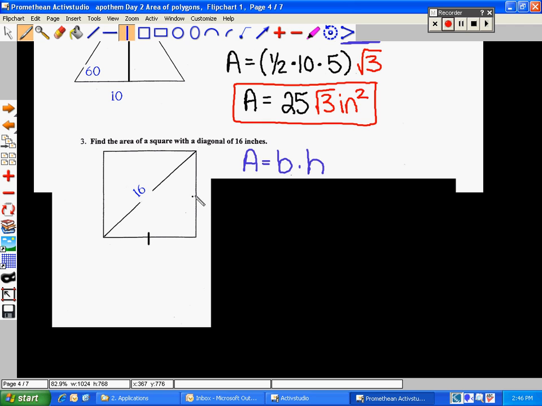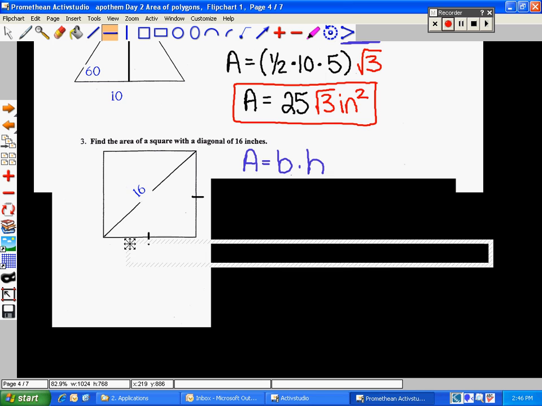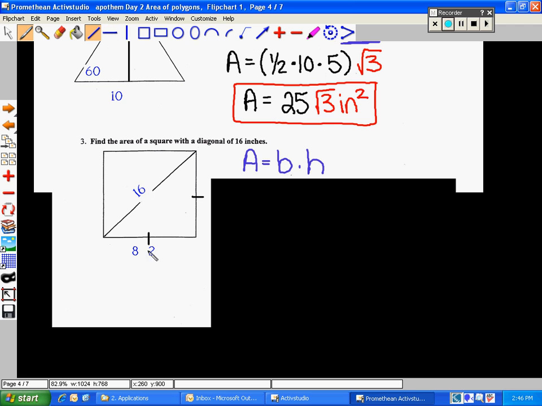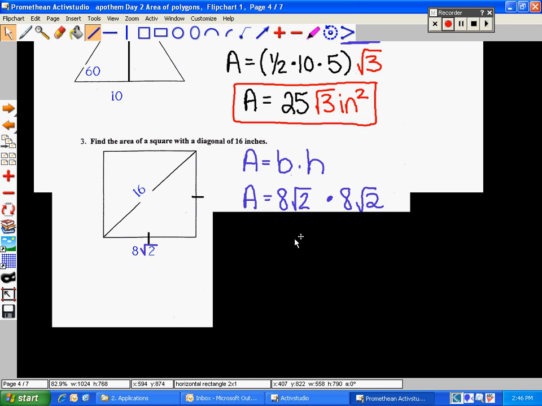This reminds me of a 45, 45, 90 triangle. In a 45, 45, 90 triangle, if the diagonal is a whole number, to find the length of each side, you take half of the diagonal, 8, and then you multiply by the square root of 2. So each side of this square is 8 square roots of 2. So now I can fill in my base and my height. My base is 8 square roots of 2 and my height is 8 square roots of 2.